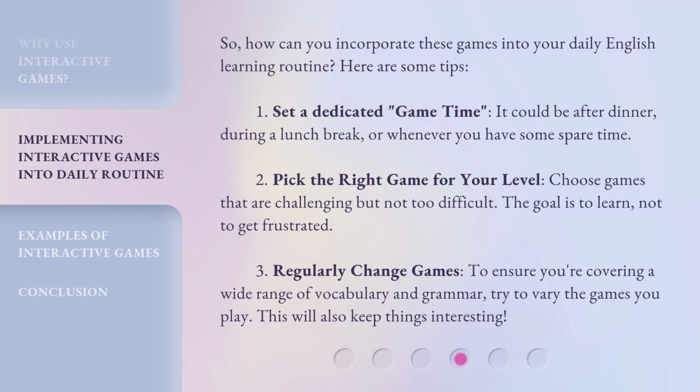So, how can you incorporate these games into your daily English learning routine? Here are some tips. 1. Set a dedicated game time. It could be after dinner, during a lunch break, or whenever you have some spare time. 2. Pick the right game for your level. Choose games that are challenging but not too difficult. The goal is to learn, not to get frustrated. 3. Regularly change games. To ensure you're covering a wide range of vocabulary and grammar, try to vary the games you play. This will also keep things interesting.